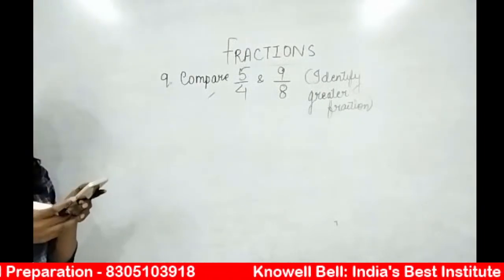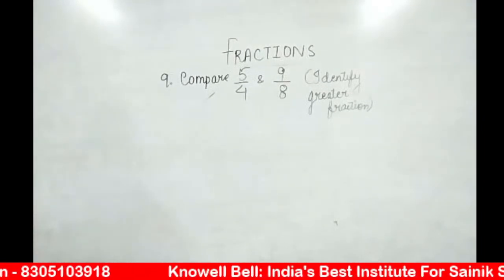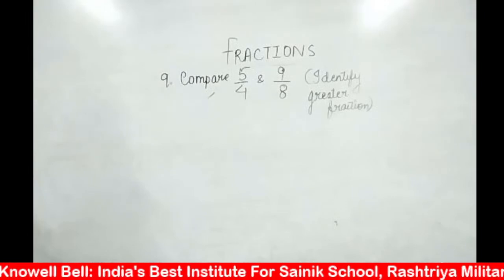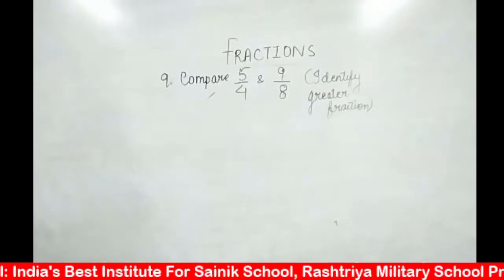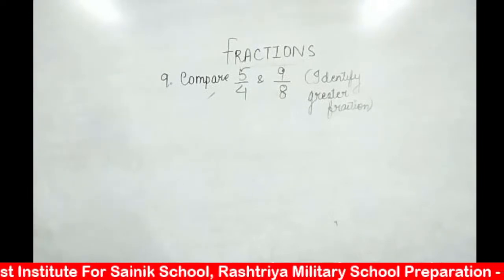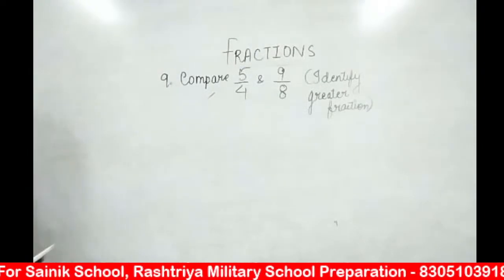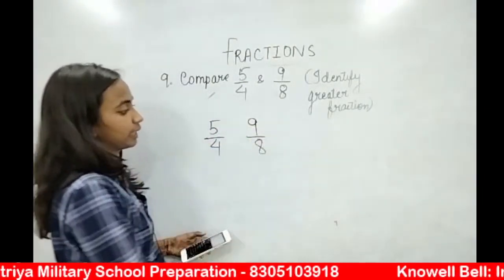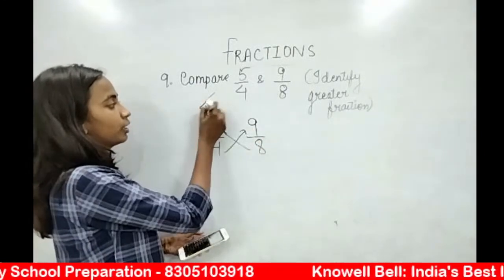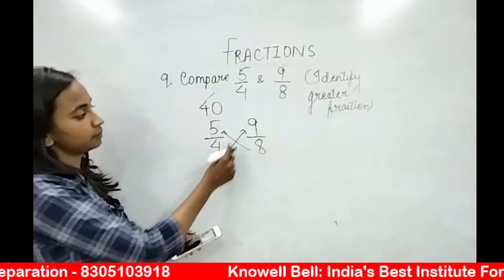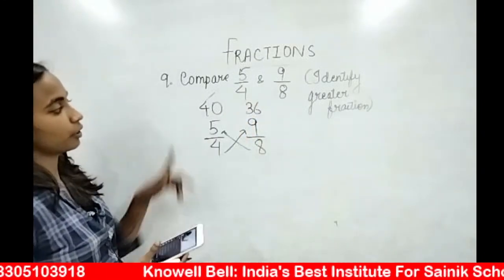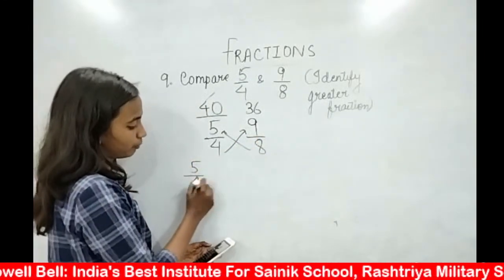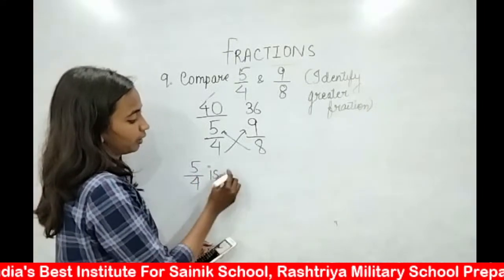No problem. Clear to everyone. Okay, 5 by 4 is greater. Let's do this: 5 by 4 and 9 by 8. How will we do it? Do the cross multiplication. 8 5s are 40. 9 4s are 36. Which one is bigger? 40 is bigger or 36 is bigger? 40 is bigger. So which will be the bigger fraction? 5 by 4 is the bigger or greater fraction.